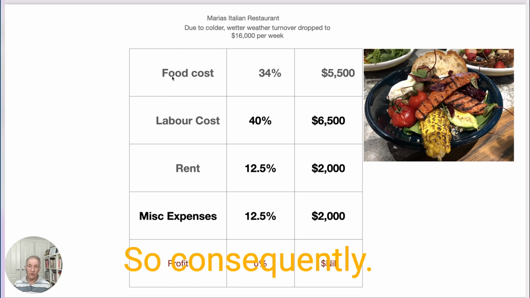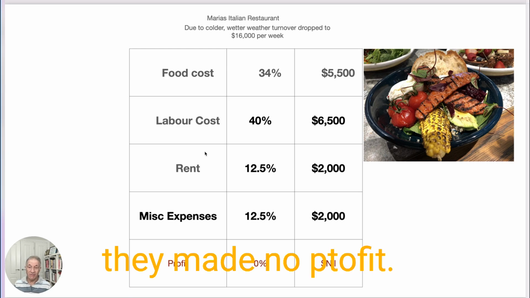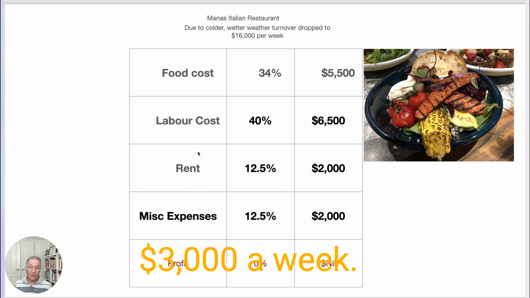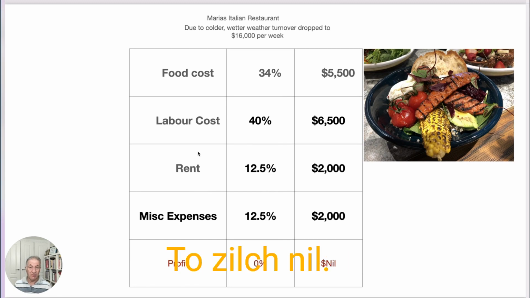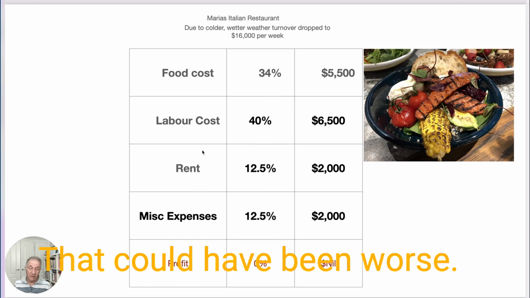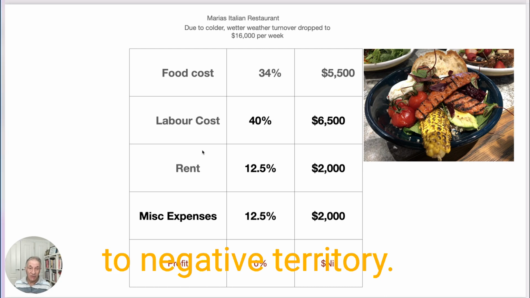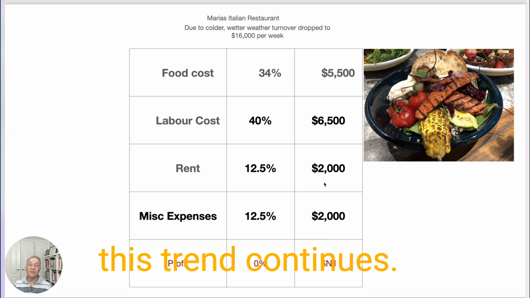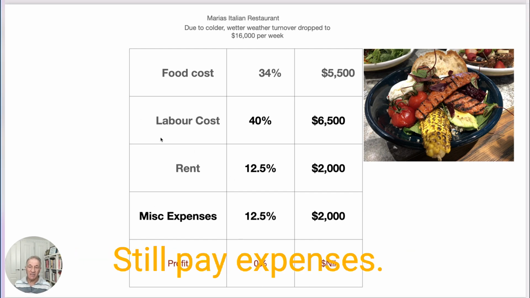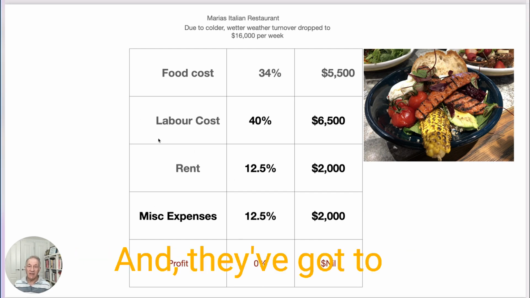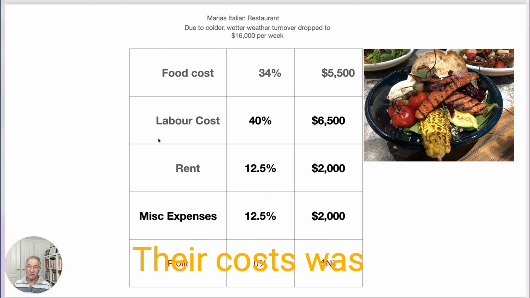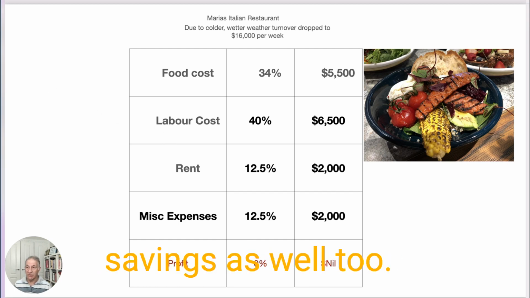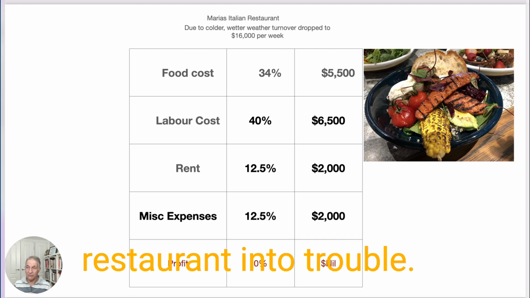So consequently, they made no profit. They went from $3,000 a week profit to zilch, nil. It could have been worse. They could have gone into negative territory. But as you can see, if this trend continues, they're still going to pay rent, still pay expenses, and they've got to start cutting back their costs because it's eating into their profits and obviously savings as well, and could put this restaurant into trouble.